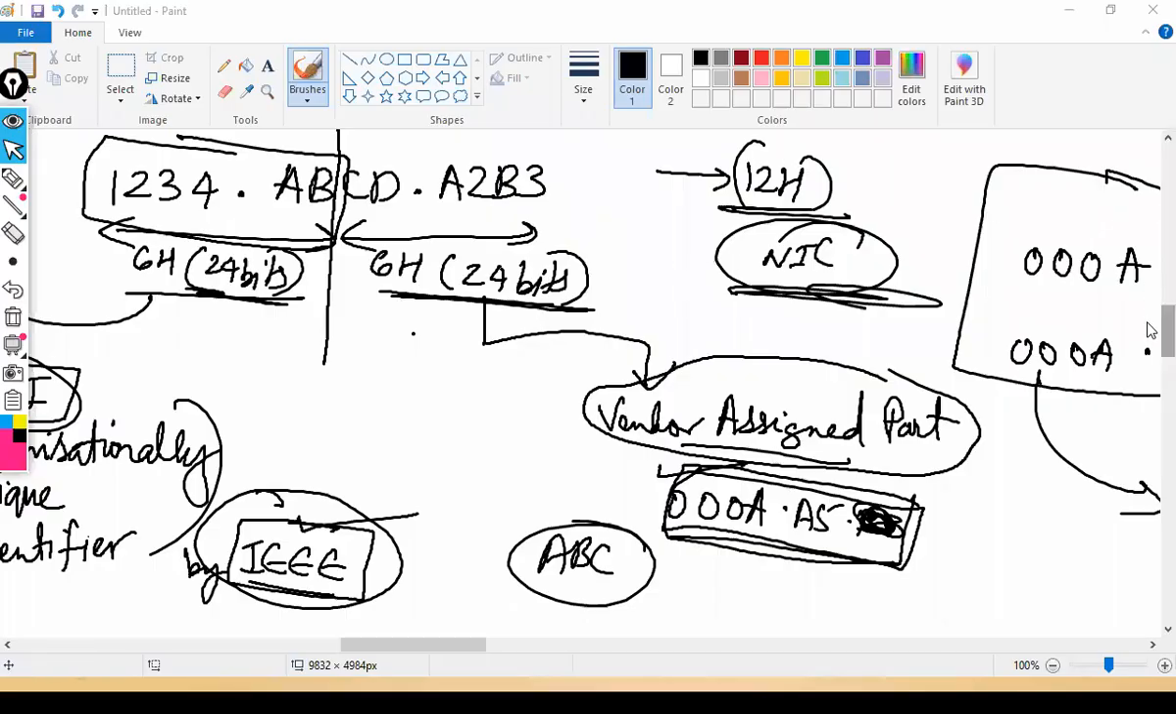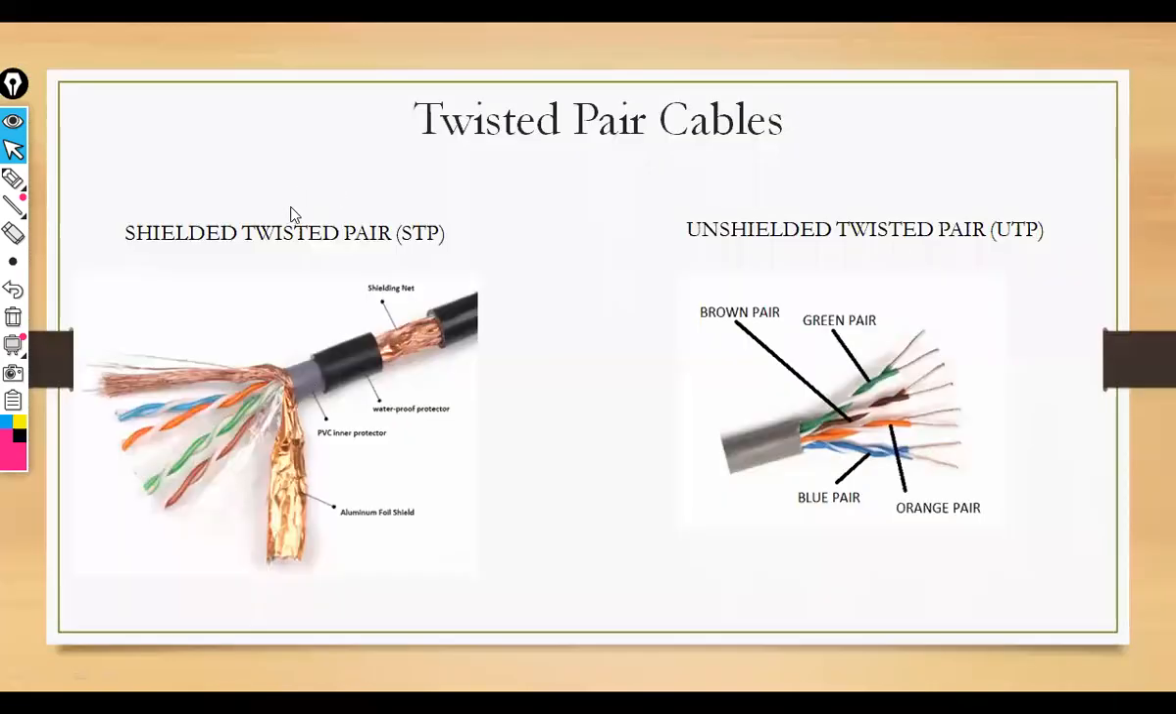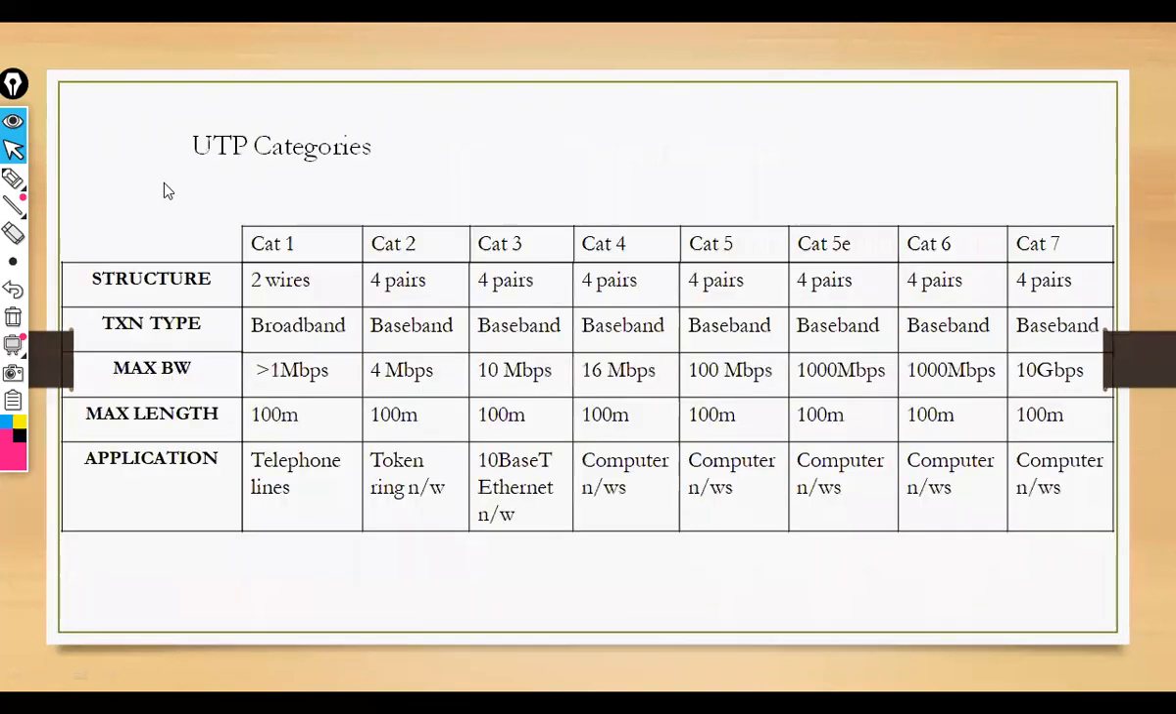Okay. And what was the last thing that I told you about the wires, right? We were talking about twisted pair. Now, unshielded, so I suppose I've started recording. Yes. Now, this unshielded twisted pair, you have different categories.